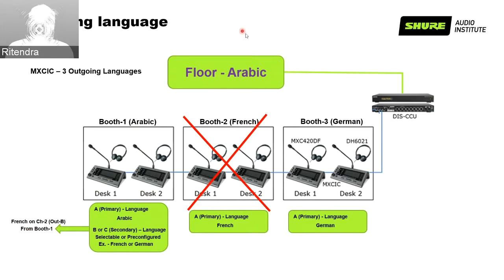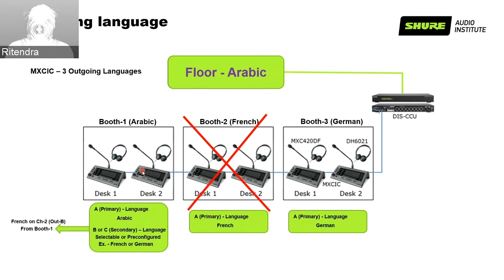But the delegates who are sitting in the room will select channel number 2, which is from booth number 2, and they can listen to French. So the person is sitting in booth 1, but the outgoing language is B, which is getting projected on channel number 2 if the language selected is French, right? So that's how you can use the same conference unit, interpreter unit, to have different languages from the same booth.